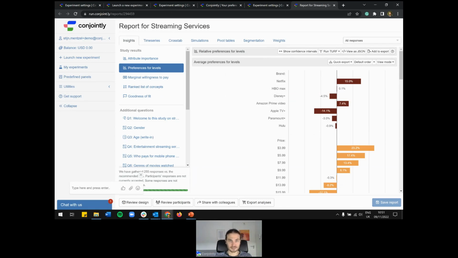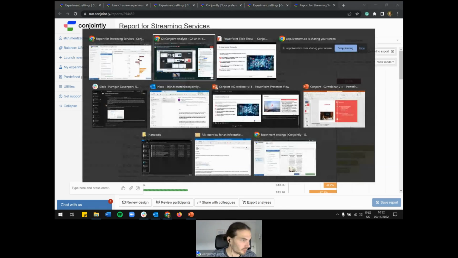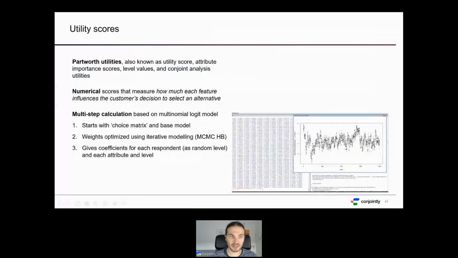So in this case, the attribute importance is based on those utility scores that we calculated, the ones we get over here. And so if there's one element that really drives basically our coefficients in a very specific direction, either on the respondent level or the attribute or level, then we'll get that direction as well.